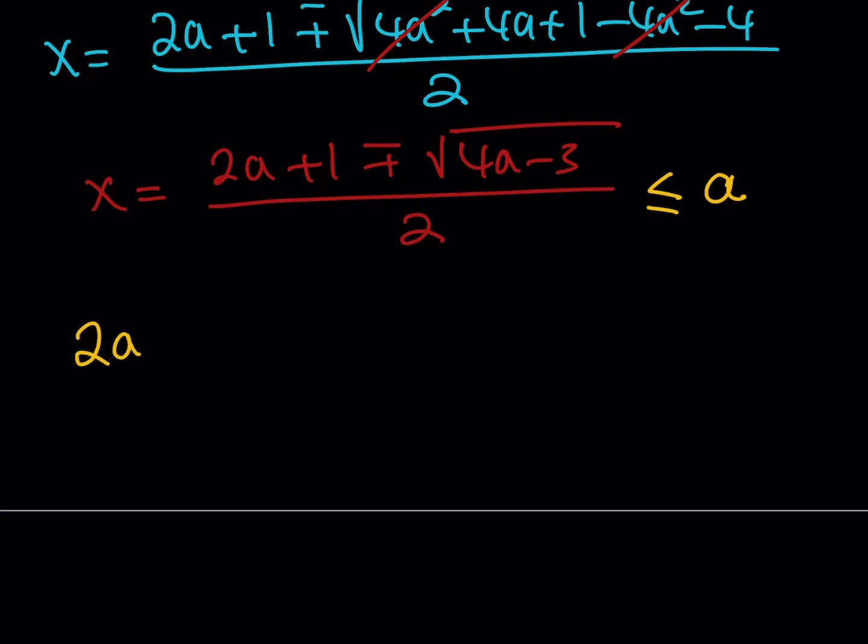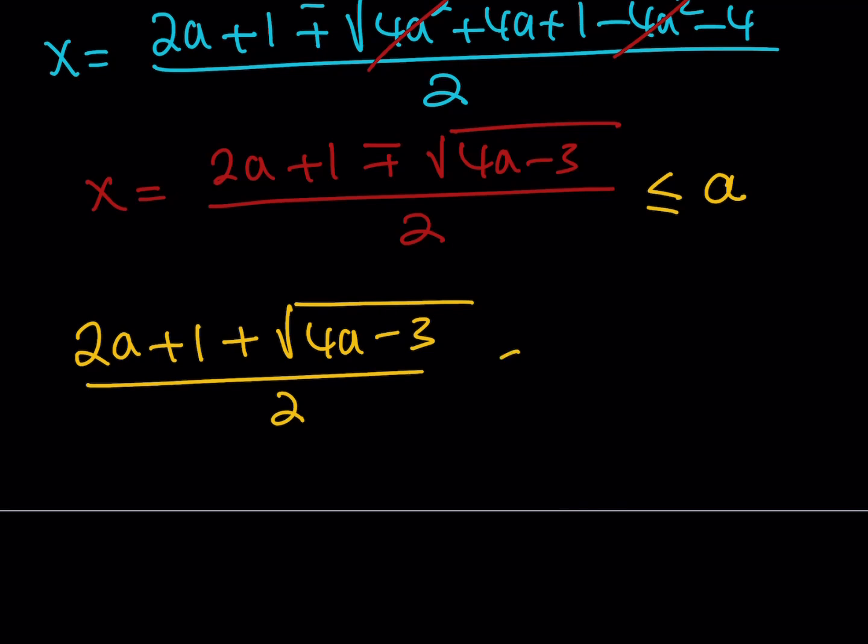I'm going to start with the plus sign. So let's go ahead and do this. 2a plus 1 plus the square root of 4a minus 3, all over 2, is less than or equal to a. At this point, I also have to say that the expression under the radical, 4a minus 3, also needs to be greater than or equal to 0, which means a needs to be greater than or equal to 3/4.